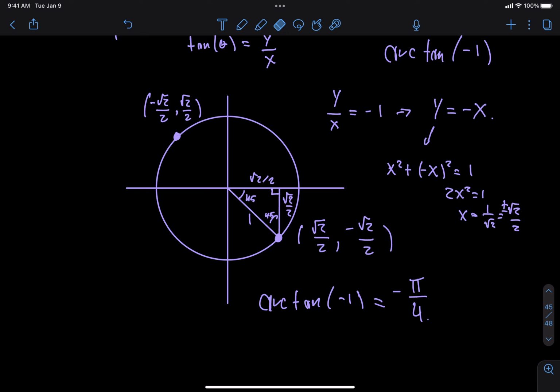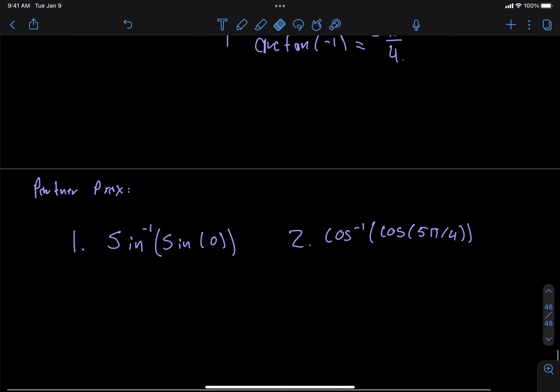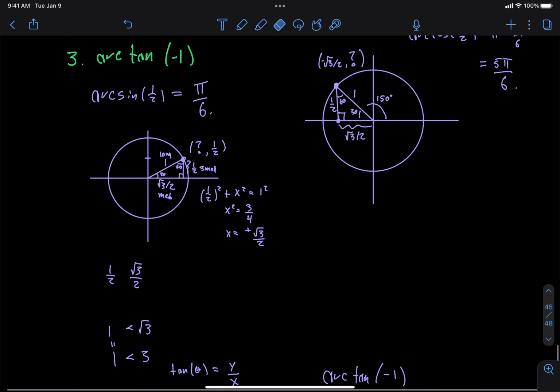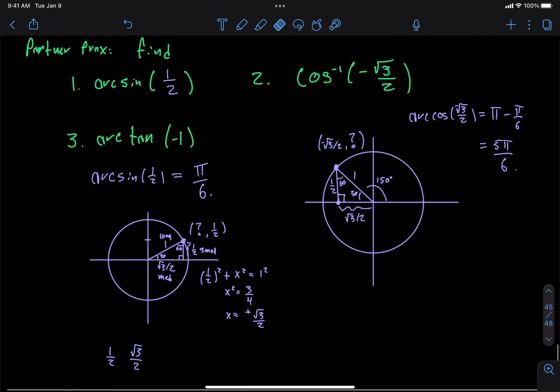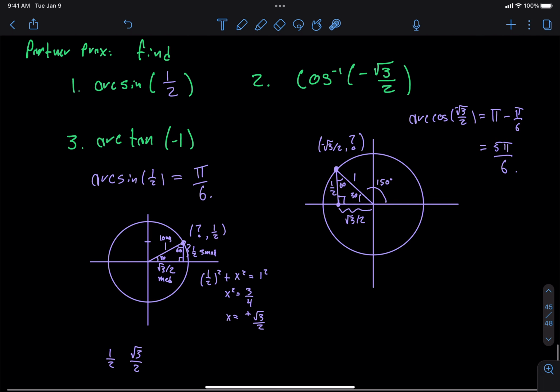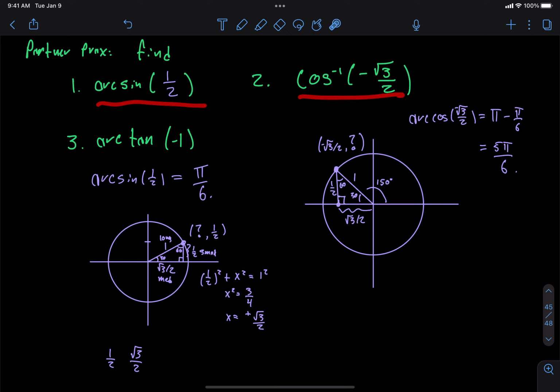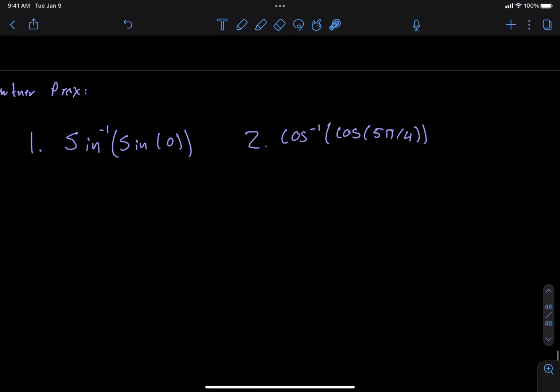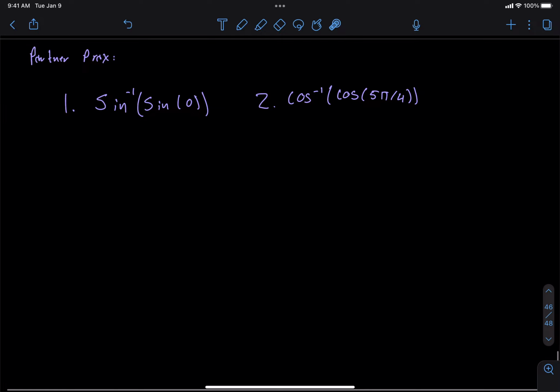Okay. Then here's what we're going to do. We're going to launch into a partner practice here. Okay, and we're going to do something interesting. We already have some familiarity with how to do arcsine, arccosine, and arctangent. Now what I want you to do is use that knowledge on these two problems.